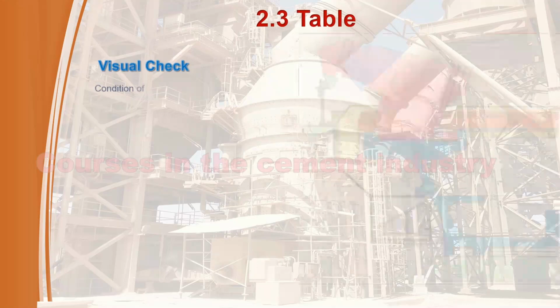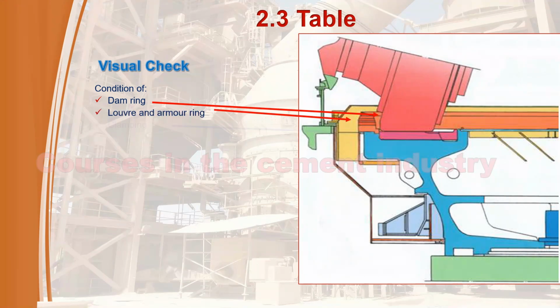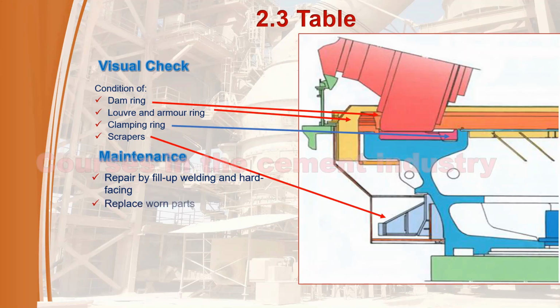Condition of: 1. Dam ring. 2. Louvre and armor ring. 3. Clamping ring. 4. Scrapers. Maintenance: 1. Repair by fill-up welding and hard facing. 2. Replace worn parts.